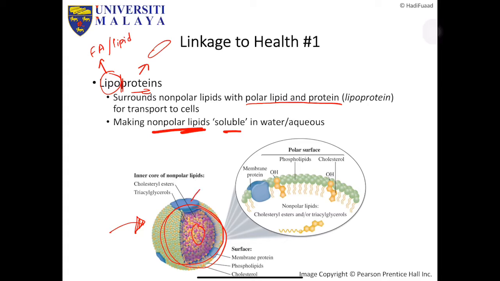Of course, this protein can also be a receptor, so that cells know, okay, this is a lipoprotein. If we need lipids, then you detect these proteins on the surface of the lipoprotein, and then engulf it, and then process it as your own. So that's the basic idea, and the importance of lipoproteins to health.